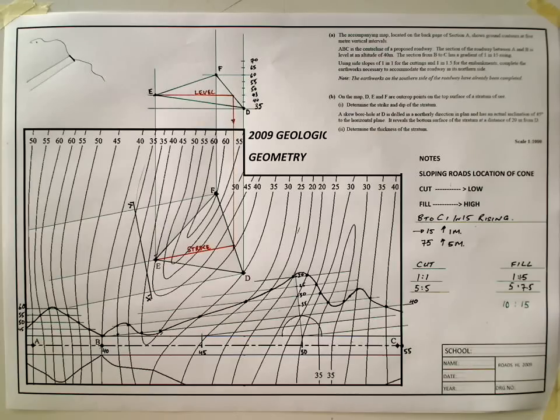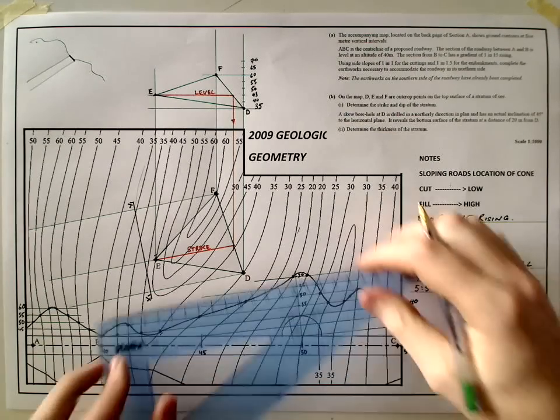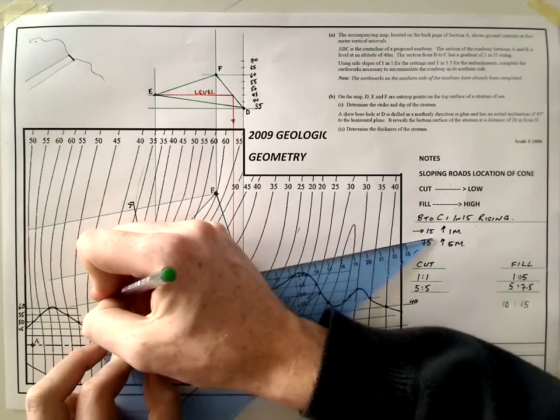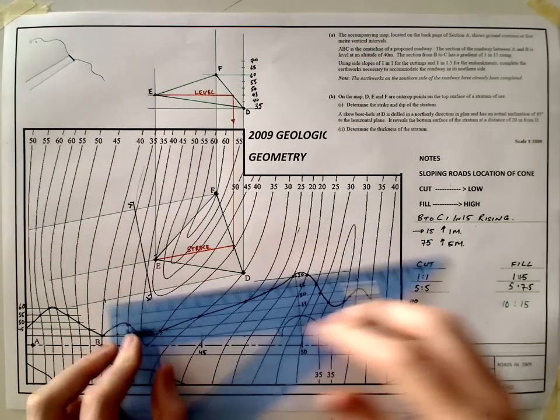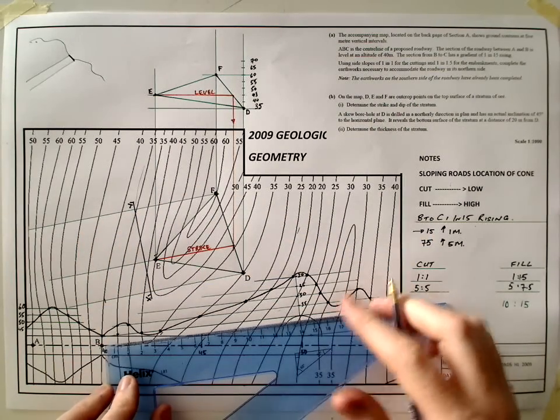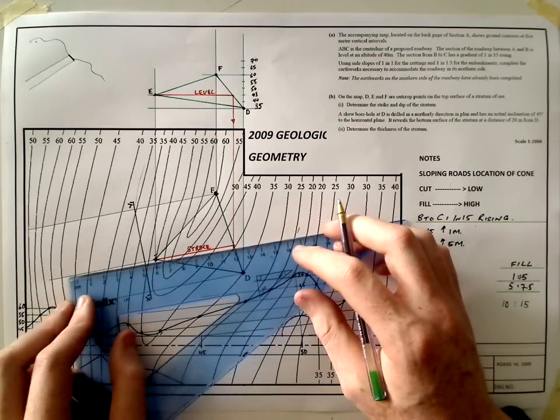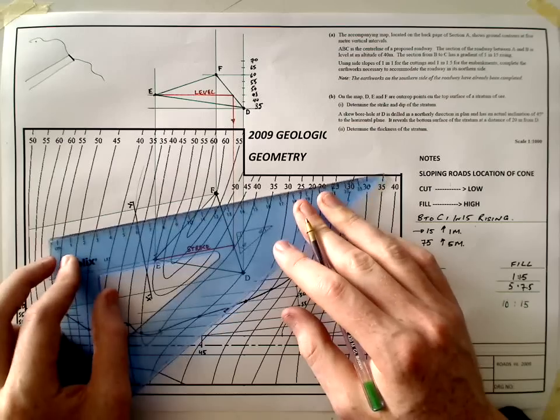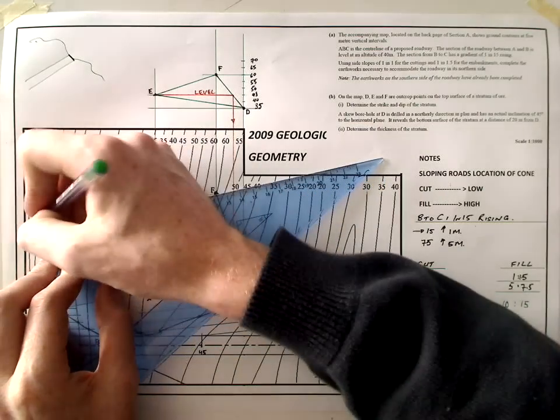So to get my heights then, I'm going to take my heights. I know that D is 35, so I can measure up 35. I know E is up 45. I know that F is up 60. I'm going to measure up 60 here.